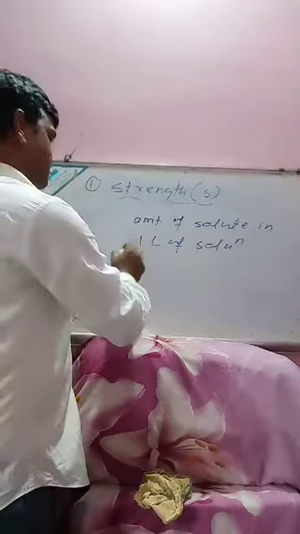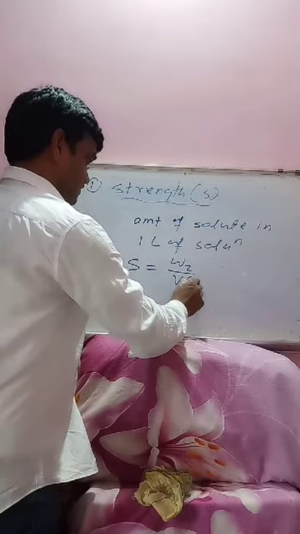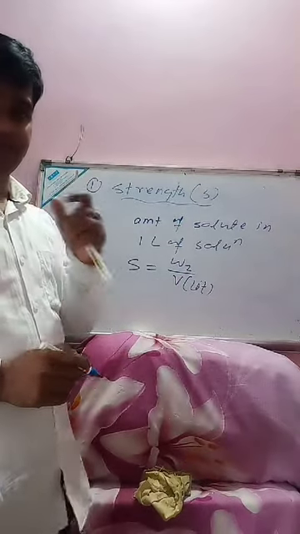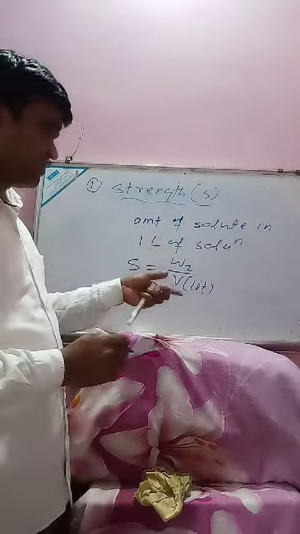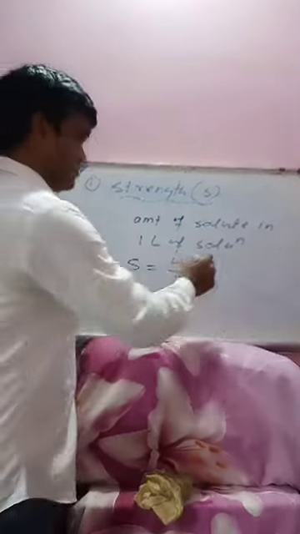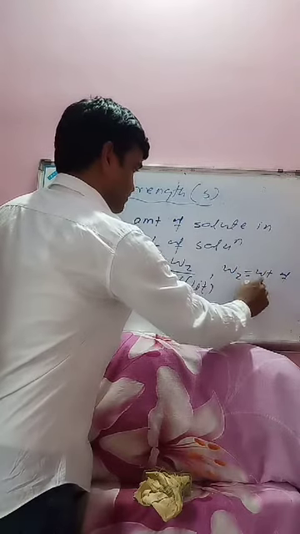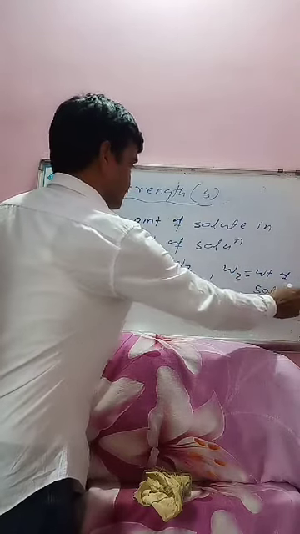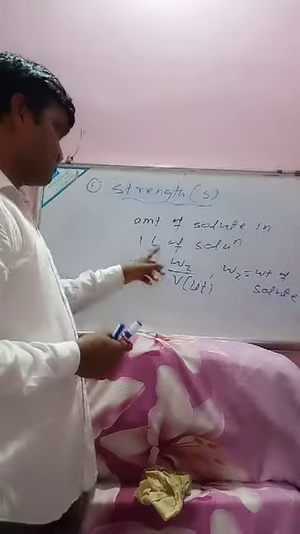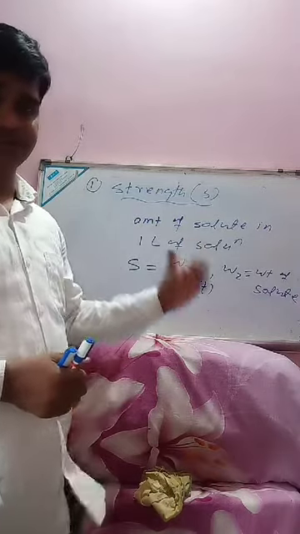The strength S is W2 by V in liter. What is W2? Amount of a solute in gram. What is V? Volume of a solution in liter. Where W2 is weight of solute, or mass of a solute, or amount of a solute. So the amount of a solute present in 1 liter of a solution is called strength.